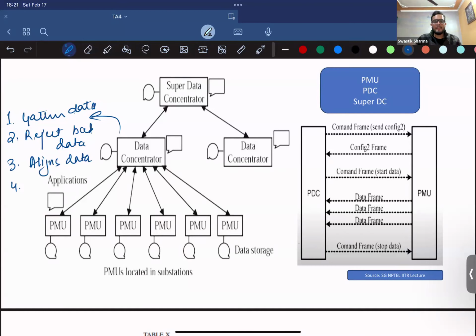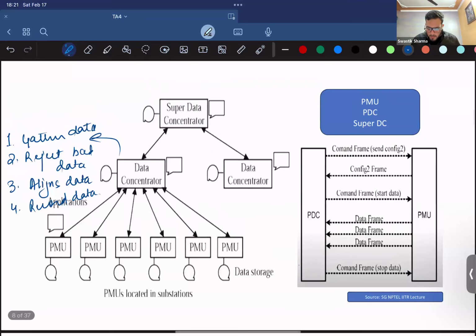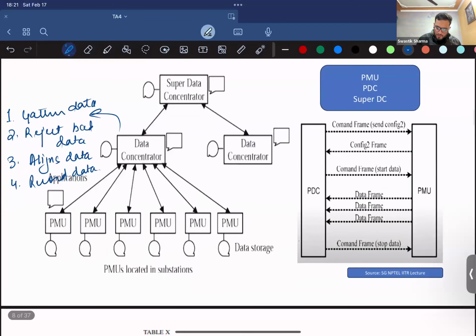And fourth, it creates a record of all the things happening in the power system. And this is how the communication between PDC and PMU occurs.